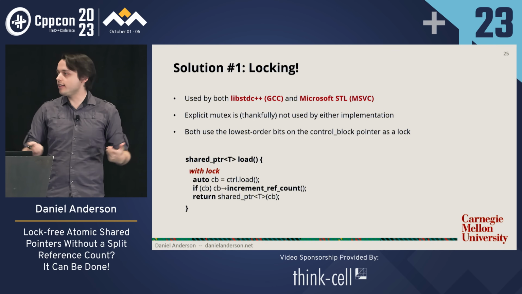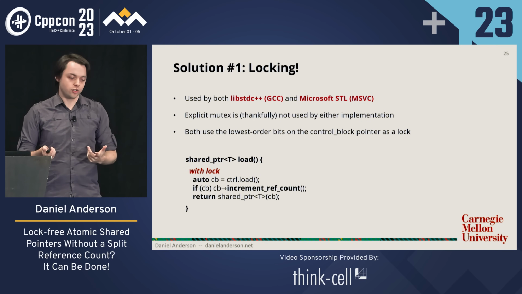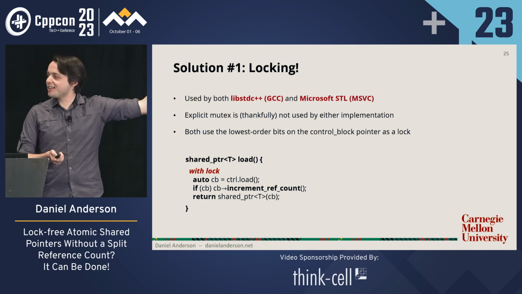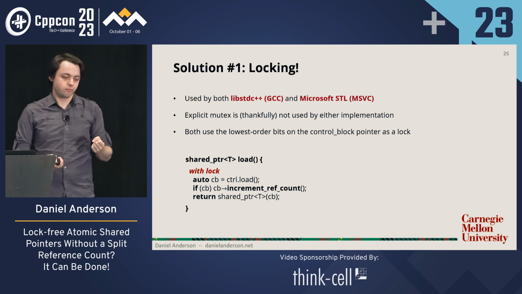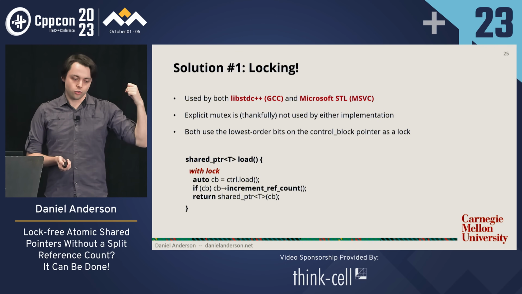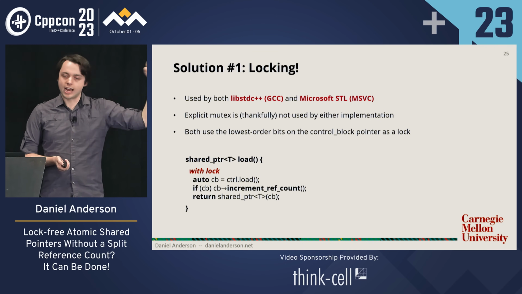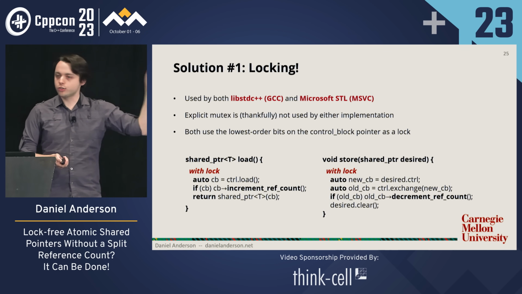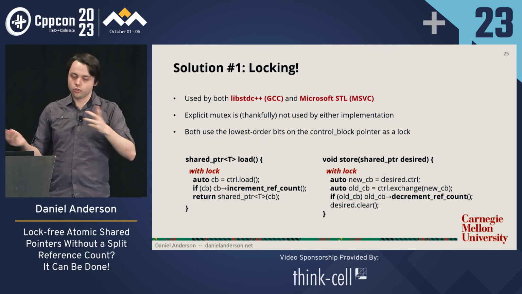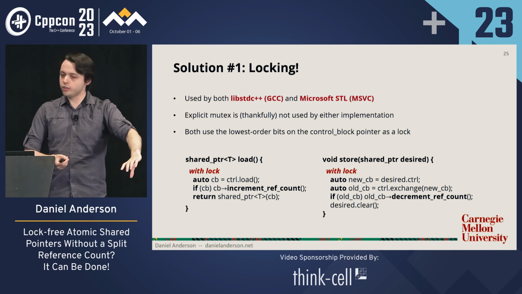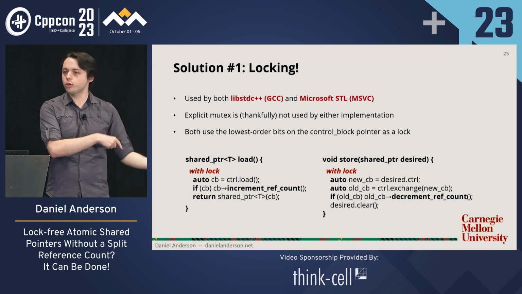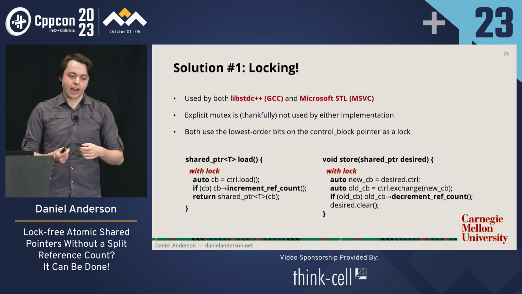So with that, the algorithm becomes fairly straightforward. You just do the naive algorithm, but you put a lock around it. So to load, you take a lock, you increment the reference count, and you return a shared pointer. And to store, you take the lock, you exchange in the control block that you want, you decrement the ref count of the old control block that used to be there, and you're happy.